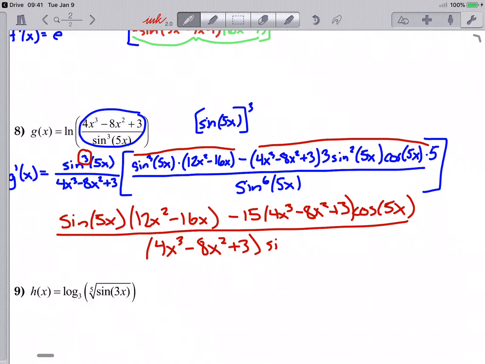And then I just have the single sine of 5x on bottom. So again, I factored out sine squared on the inside, that numerator in the brackets, which left me with just a single sine of 5x times 12x squared minus 16x. Then I got the minus 15 by doing the 3 times the 5. Again, I factored out the sine squared, so that's gone. And then I still have the cosine and the 4x cubed minus 8x squared plus 3. And again, I still just have the single sine of 5x on the bottom. And life is good.